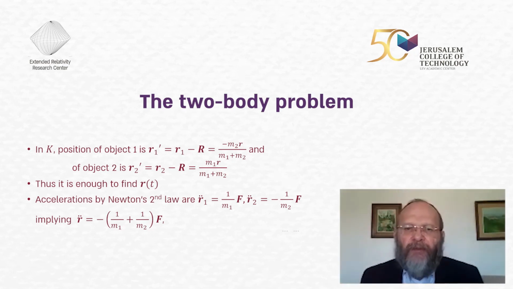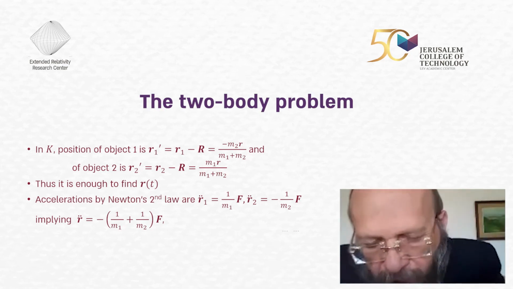We divide by m1. This is even a better way to write the second Newton's law, because really what we want to find is the acceleration, not the force. The force is given. So r1 double dot is 1 over m1 times f, and r2 double dot is minus 1 over m2 times f, because that's its force. For r, which is the difference r1 minus r2, the minus will cancel and we'll get minus (1 over m1 plus 1 over m2) times f.